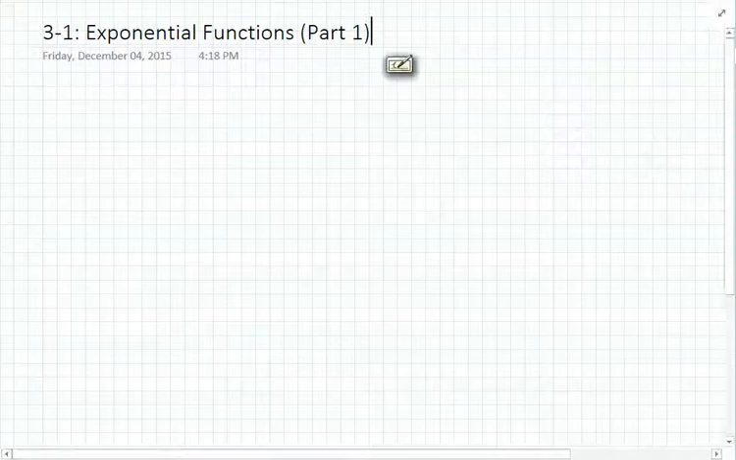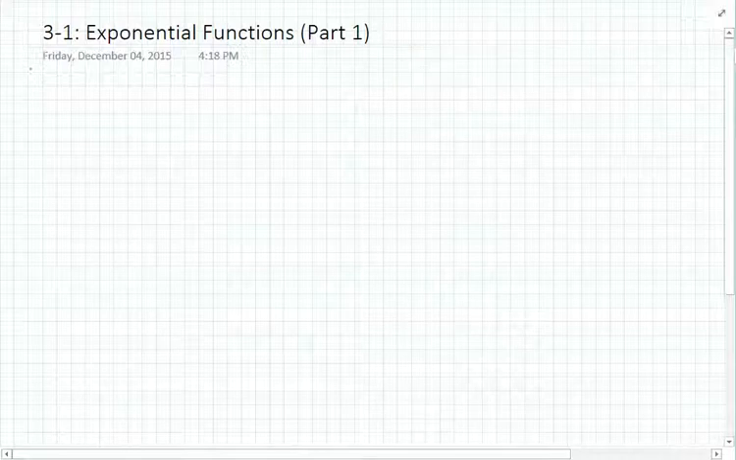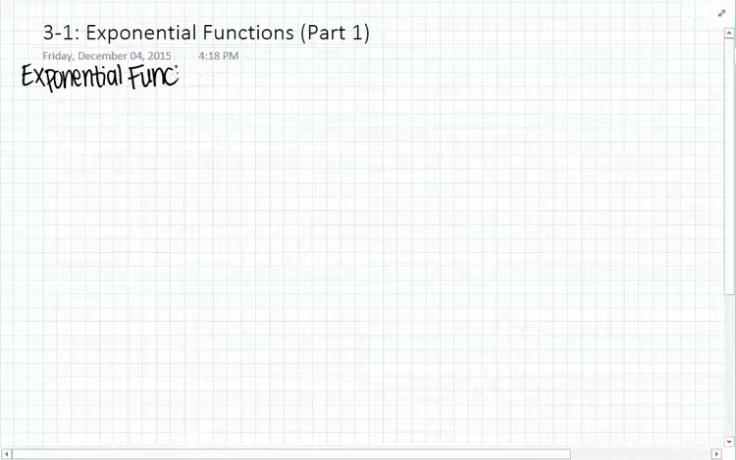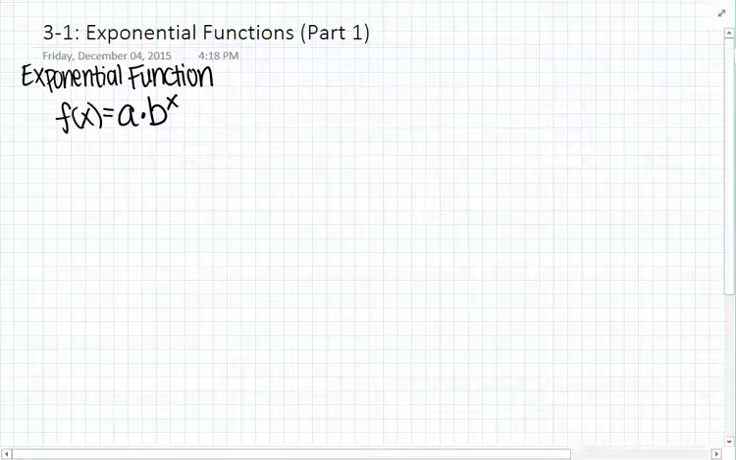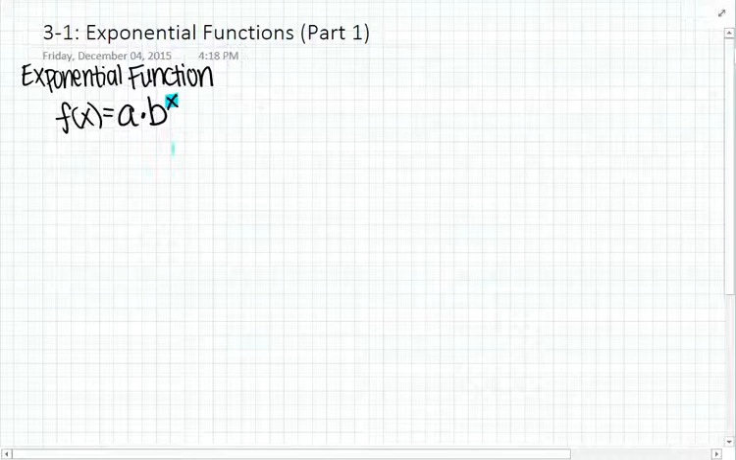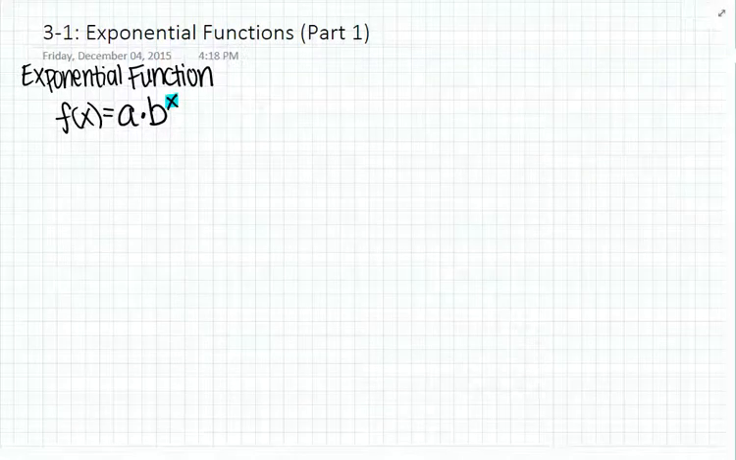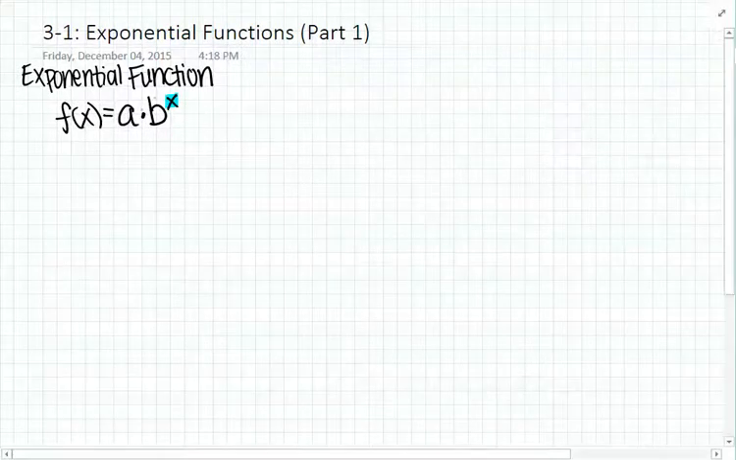And what we're looking at is exponential functions. So let's start by sort of defining what an exponential function is. So an exponential function is going to be anything of the form f of x equals some a times b to the x. So the thing that really identifies it as an exponential function is your variable x is the exponent.